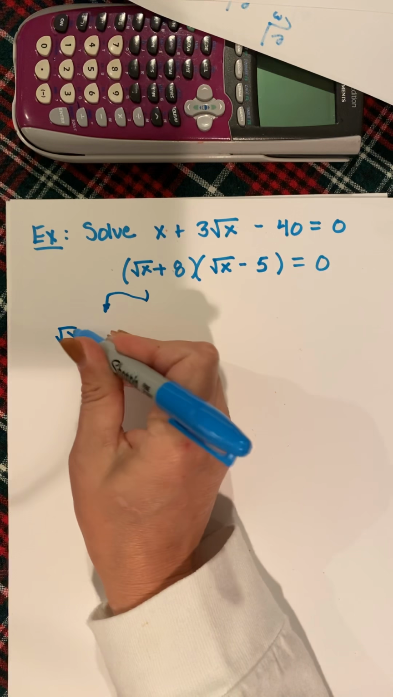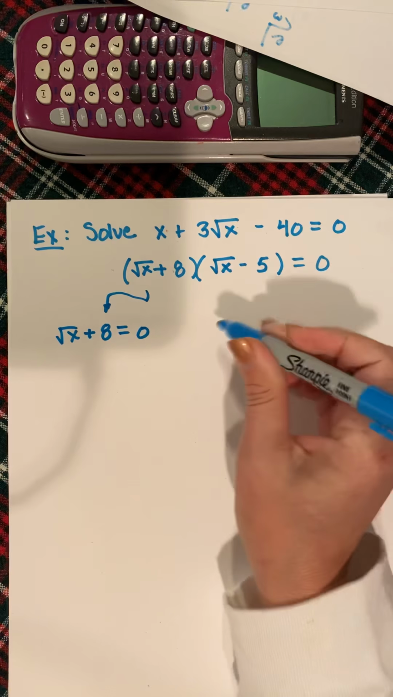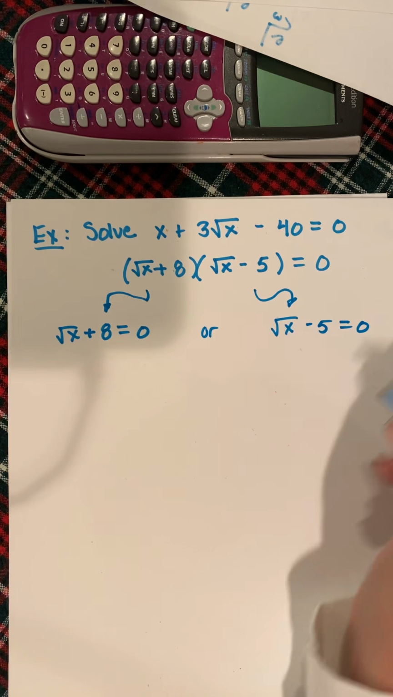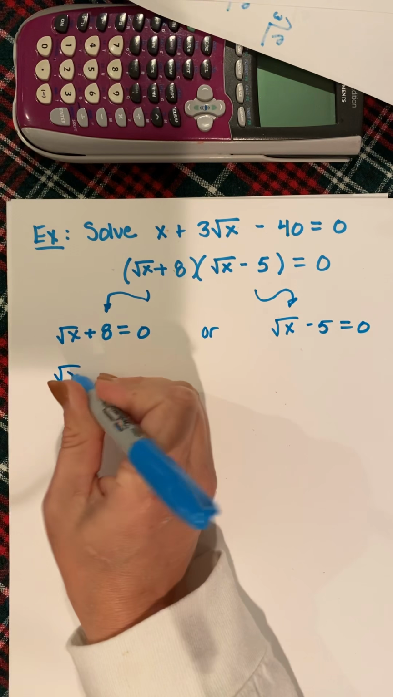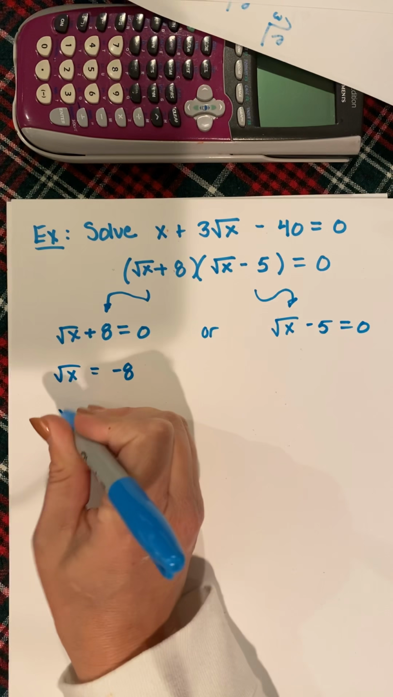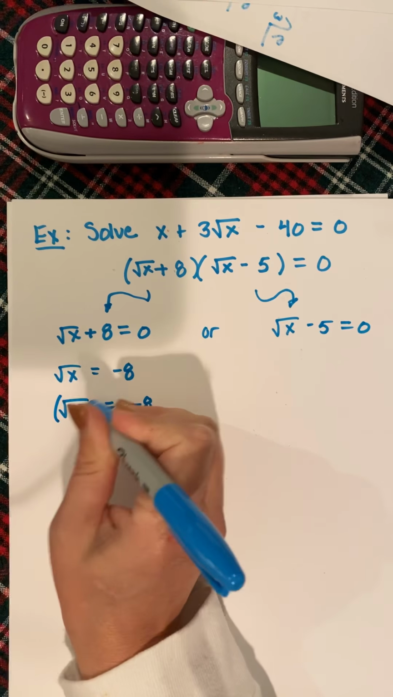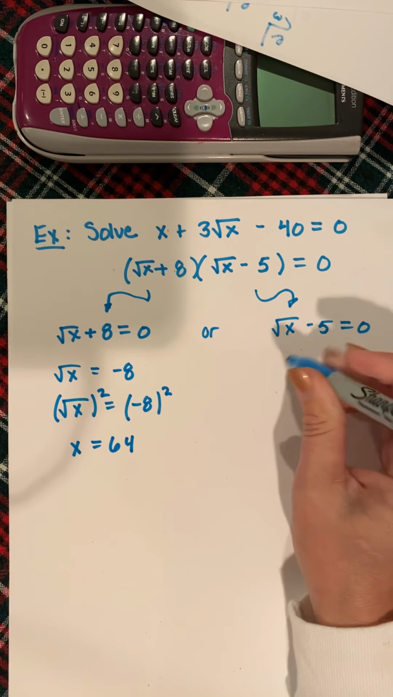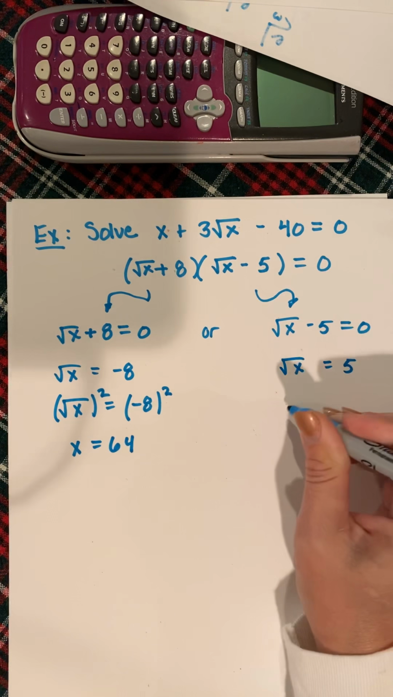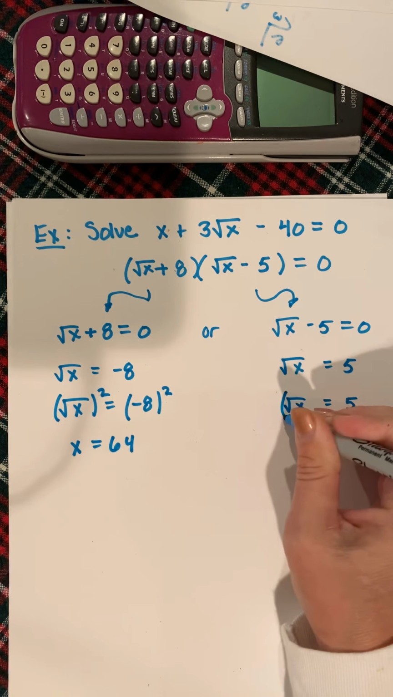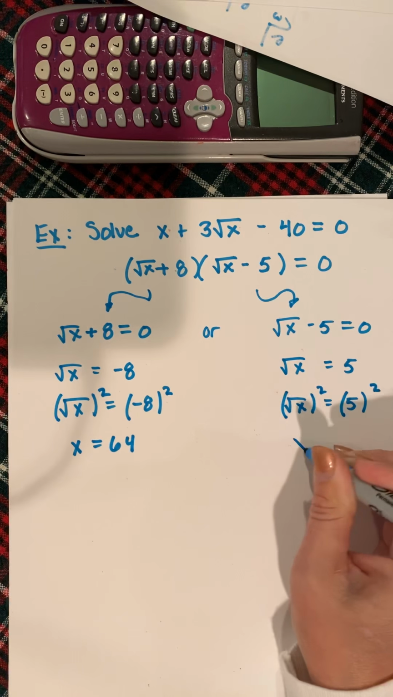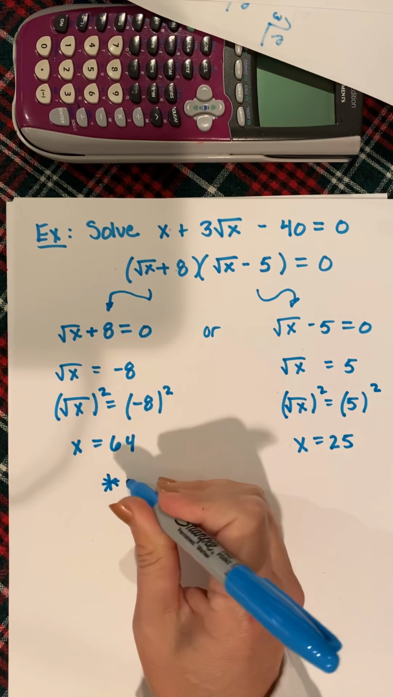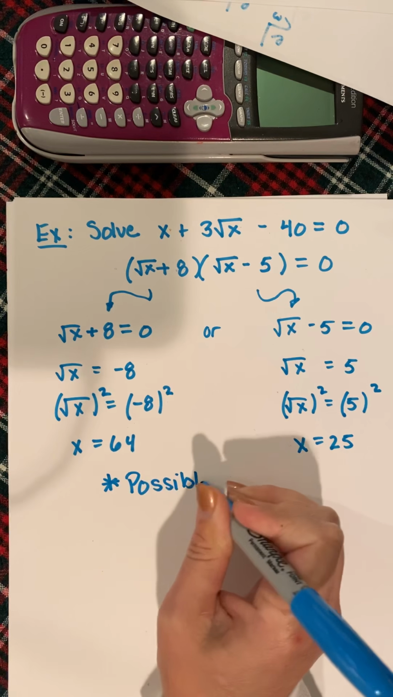All right, square root of x plus 8, using the zero product principle. The first factor equals 0, or we're looking for numbers that make the second factor equal to 0. So to solve a radical equation, we isolate the radical, then we square both sides. So we get x equals 64. Over here we get the square root of x equals 5. We're going to square both sides. X equals 25. All right, so now things change up a little bit here. These are possible solutions.